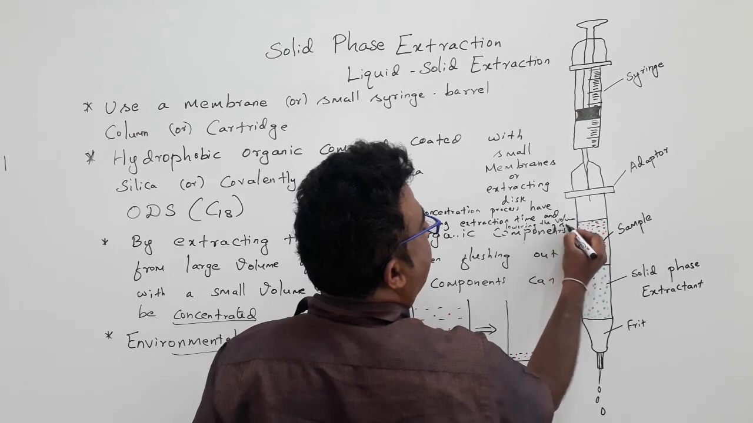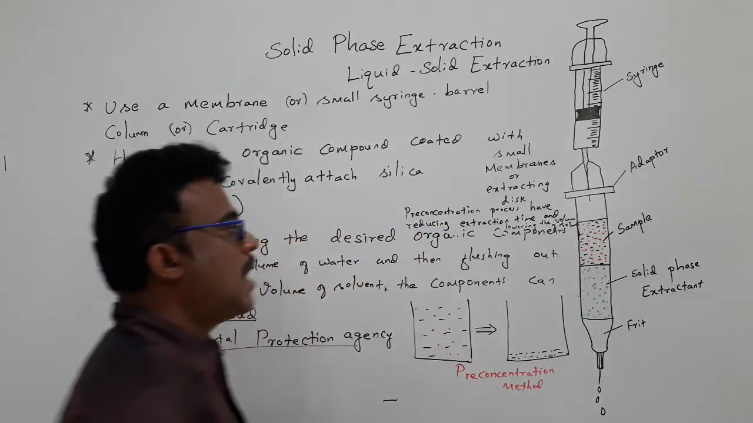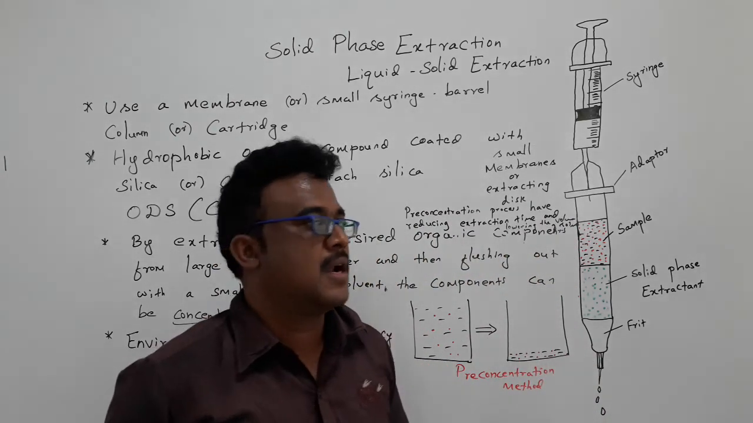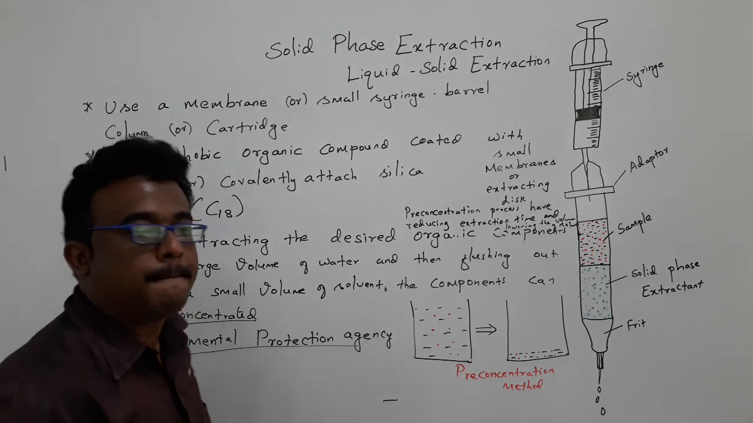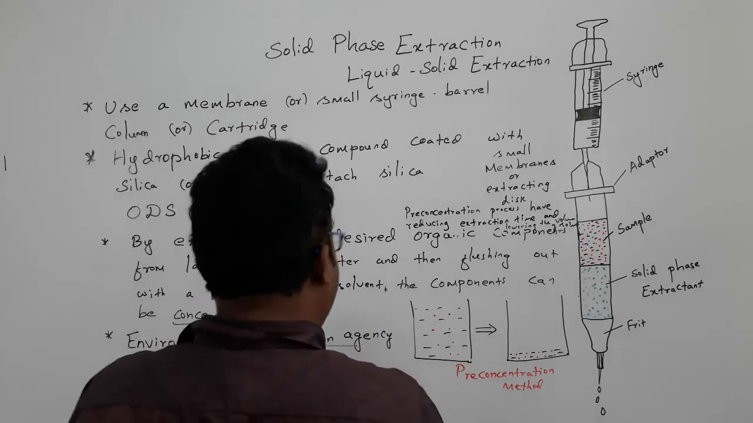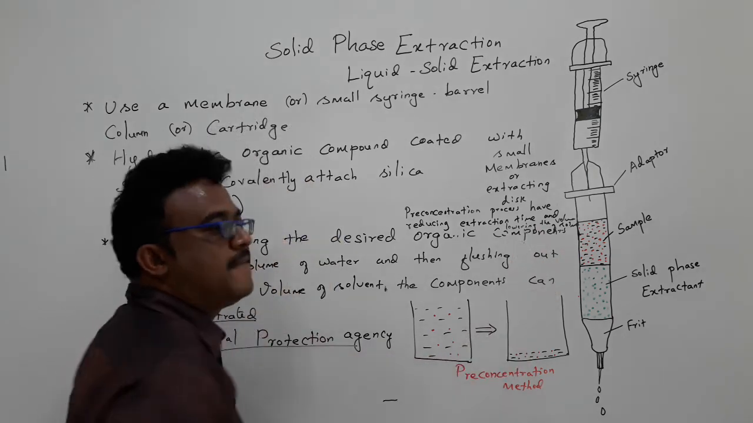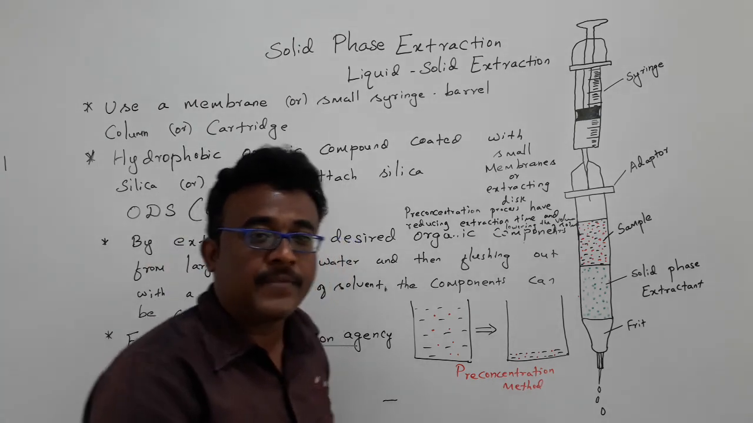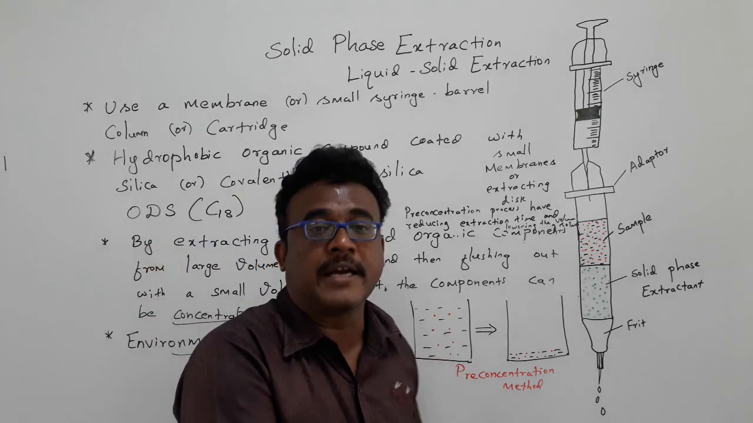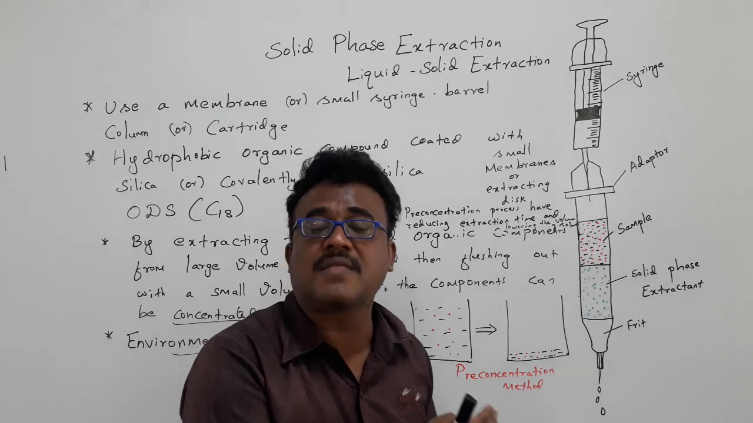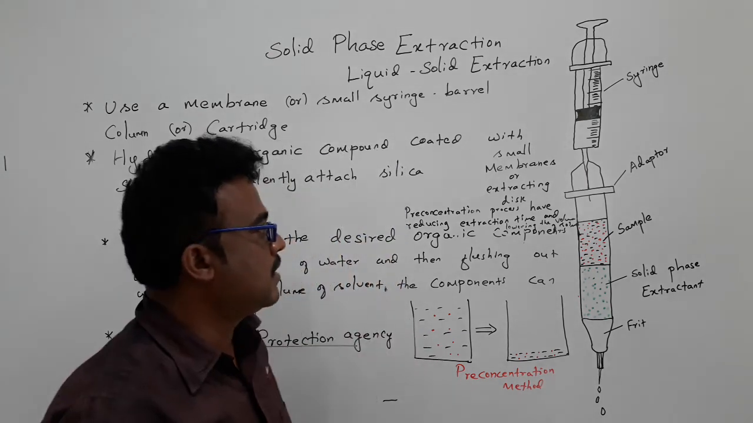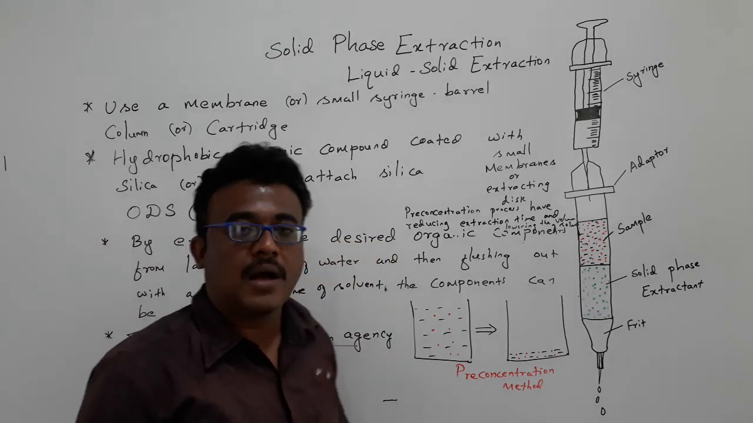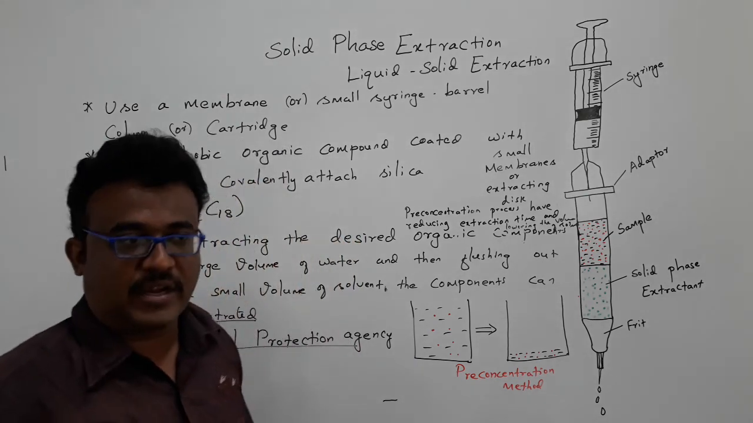Okay. And also this kind of solid phase extraction can be done in a continuous flow technique. If you use a continuous flow system, what will happen? Then the system will be automated, and the concentration process will be automated. So I think these are some of the important points we discussed in this lecture on solid phase extraction.